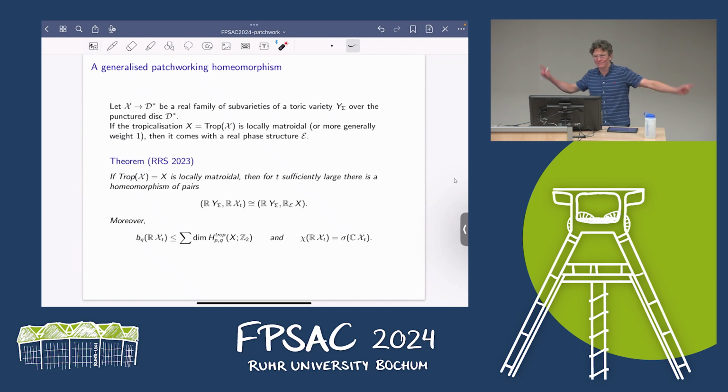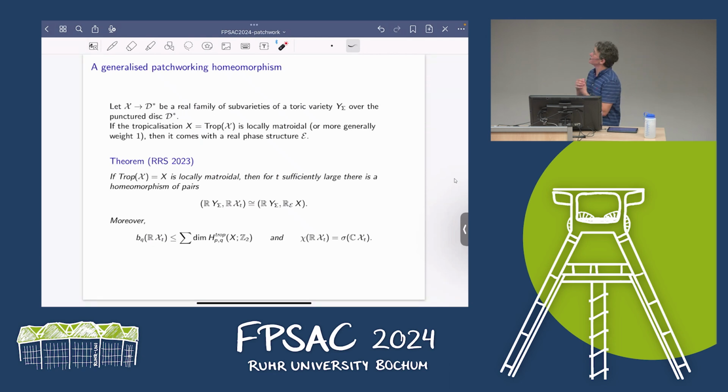And circling all the way back to algebraic geometry again, we were able to prove a kind of generalized patchworking homeomorphism theorem in the style of Viro, but missing the most magical ingredient of it. But let's just say what it is. So if we have a family of algebraic subvarieties of a toric variety over the disk, and the tropicalization is again locally matroidal, and it's defined over the reals too, it's locally oriented matroids. We can get a real phase structure of it.